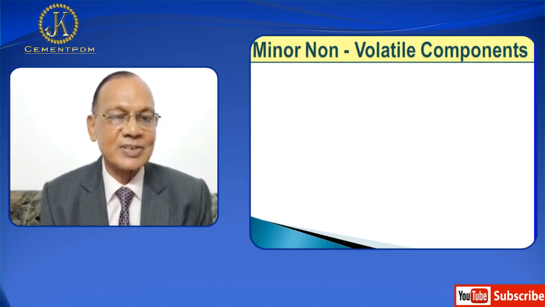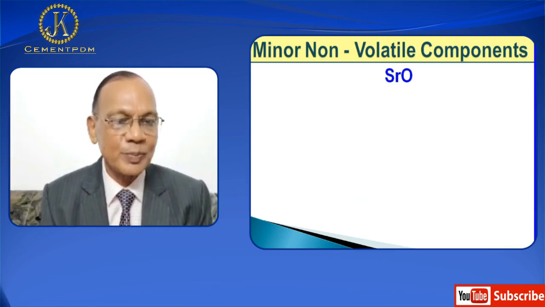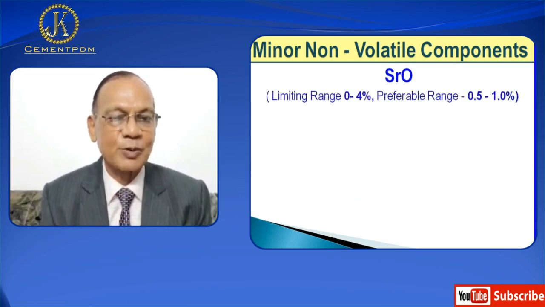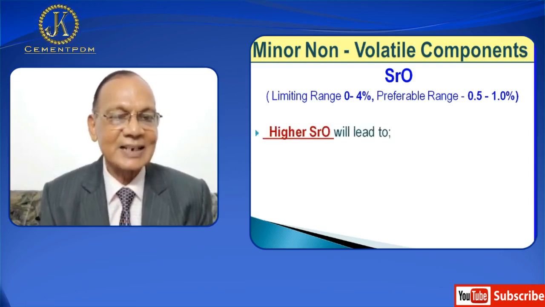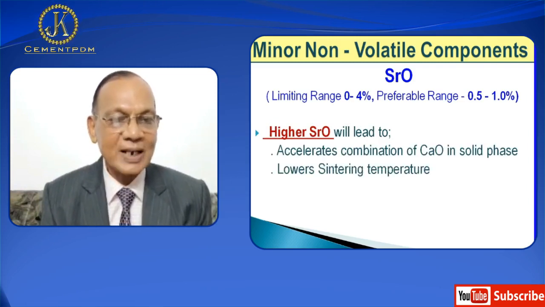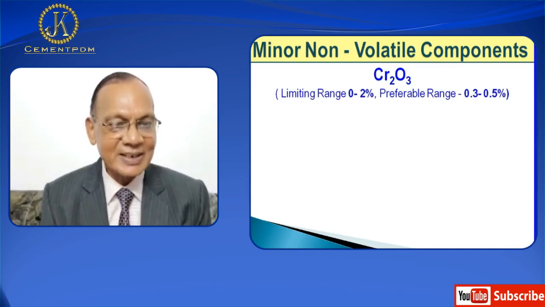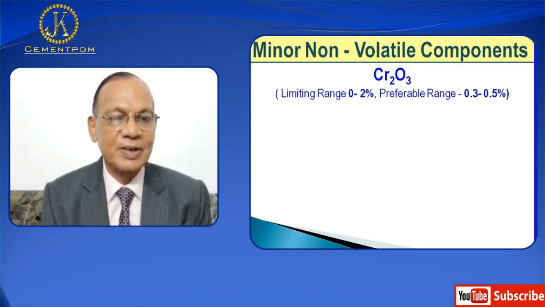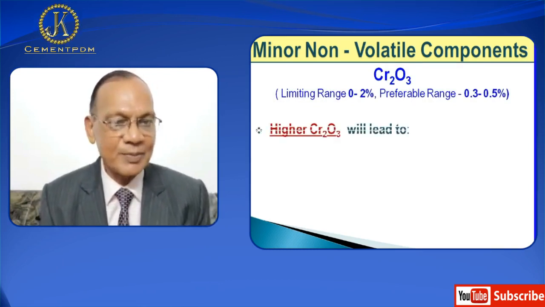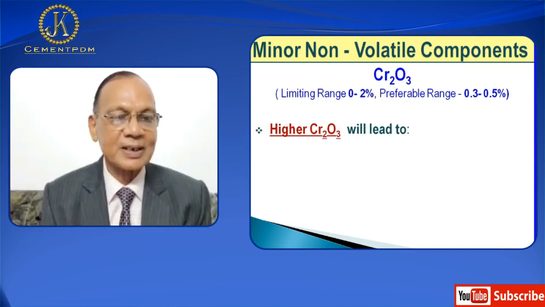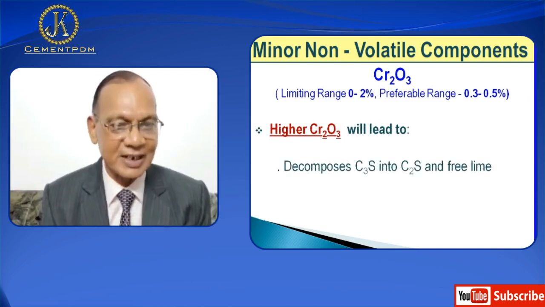SrO, strontium oxide, limiting range 0 to 4%, preferable range is 0.5 to 1%. Higher strontium oxide accelerates combination of CaO in solid phase, lowers sintering temperature, and tends to release free lime by decomposition. Cr2O3, limiting range is 0 to 2%, preferable range is 0.3 to 0.5%. Higher chromium decomposes C3S into C2S and free lime.